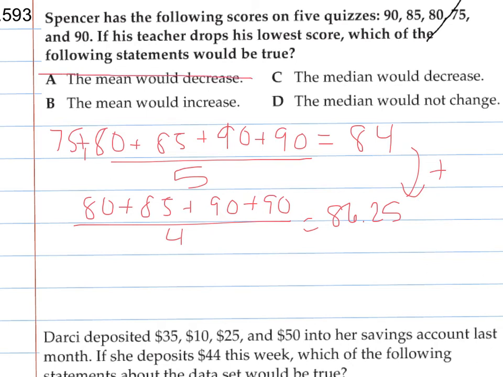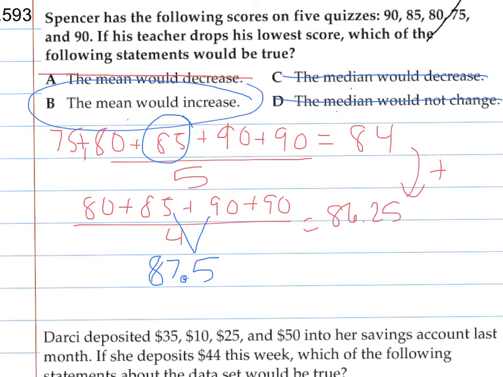It does leave B as an option, but we want to find out about the median here on C and D. So the median originally on the numbers ordered is 85. After the elimination, it's going to be between 85 and 90, at 87.5. So it looks like the median increased. Well, it did not decrease, and it did change, leaving answer B as our answer.